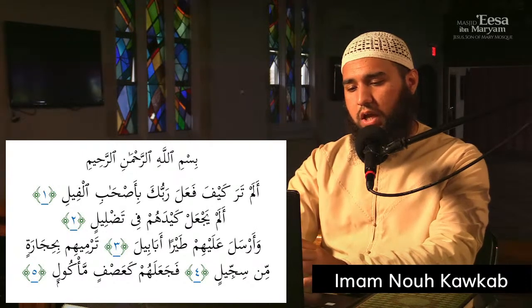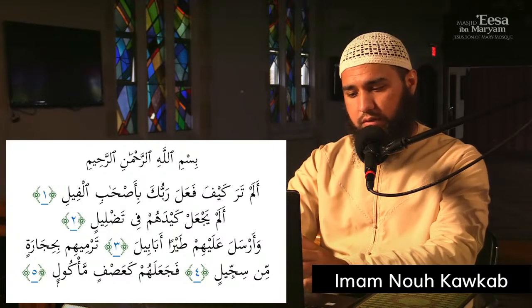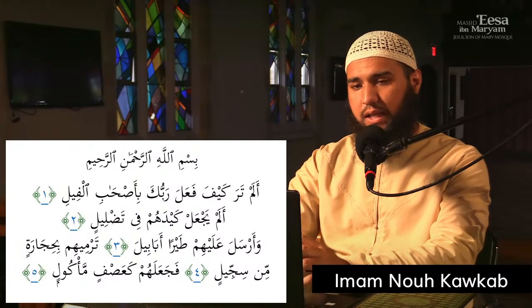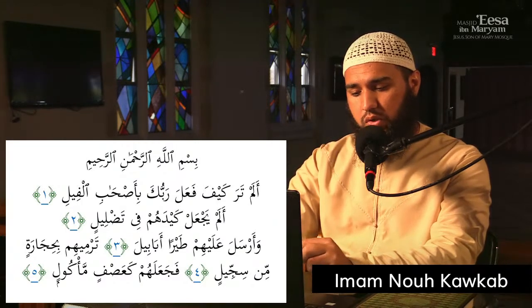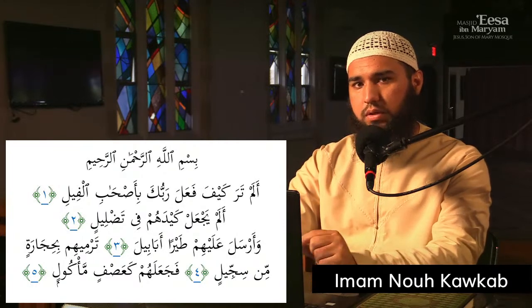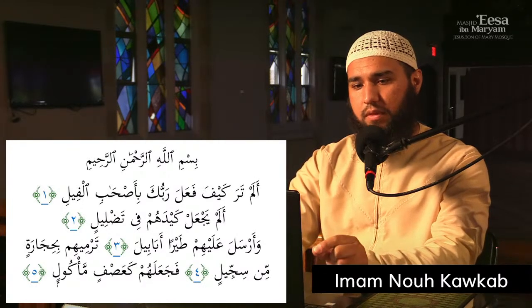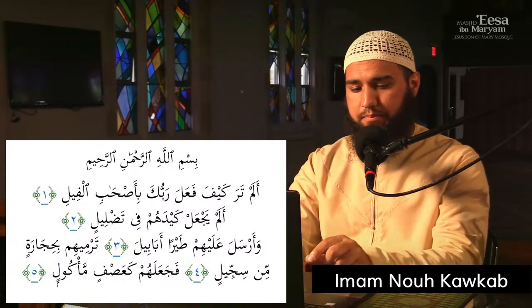The second letter we have is Lam. Lam is pronounced using the front sides of the tongue. La. Ala. Then we have the letter Mim, which is Sakin. And as we know, Mim is pronounced using the lips. So it is going to be Alam. Throat, front sides of the tongue, then the lips. Alam.